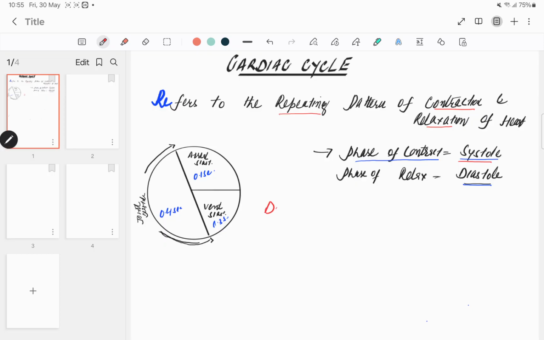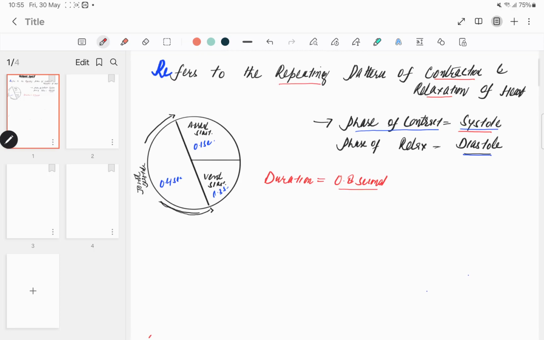Now we have duration. How much time does one cardiac cycle take? It is usually 0.8 second. One cardiac cycle gets completed in 0.8 second.